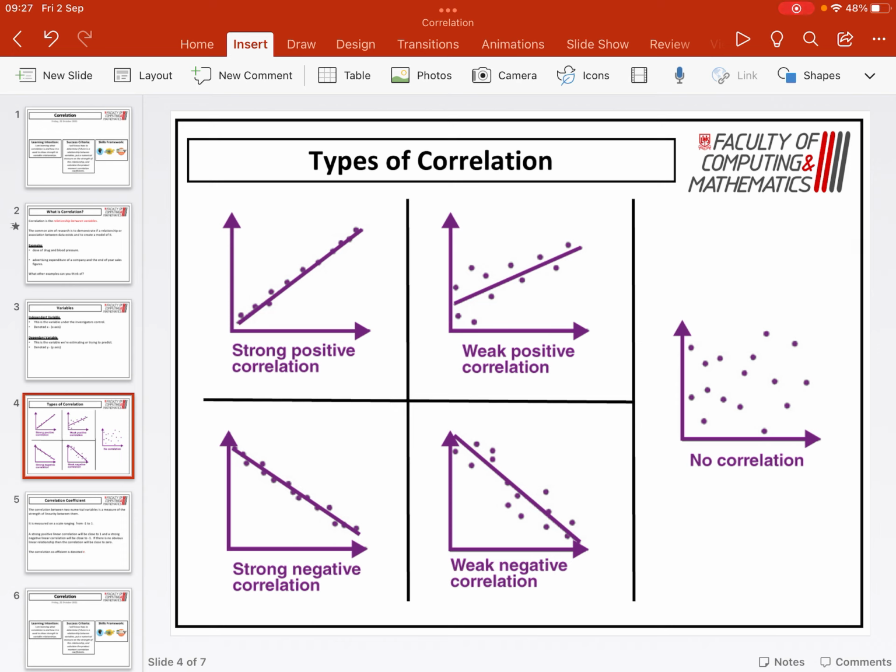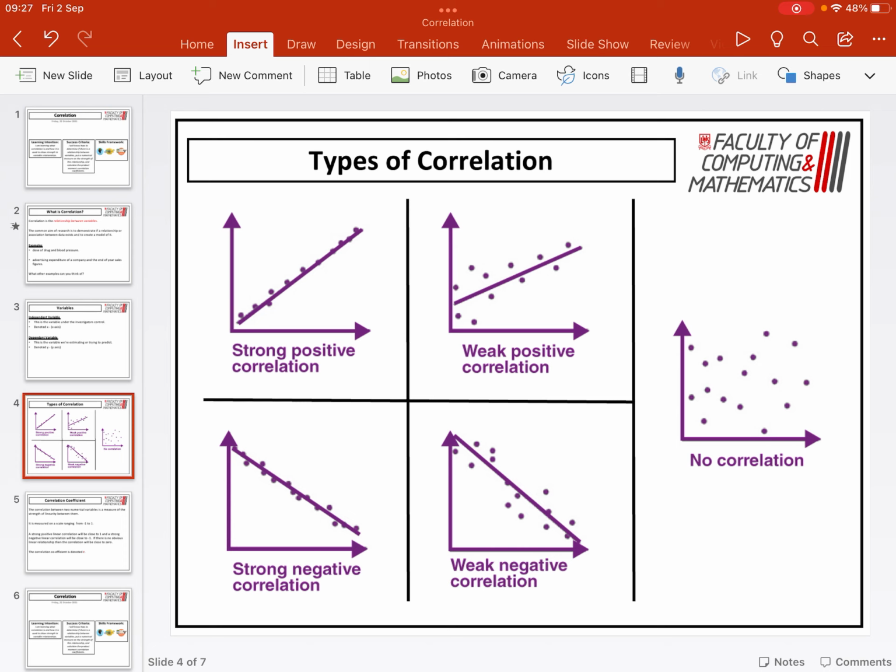Then if we look at negative, it's the opposite. As one variable increases, the other variable decreases. So we've got that slope that goes down the way. Again, strong means all the data values are quite close together and follow the linear relationship. Weak means they're not as close together. And then on the right-hand side, we've got no correlation at all. There is no clear evidence that as something happens to one variable, something happens to the other.